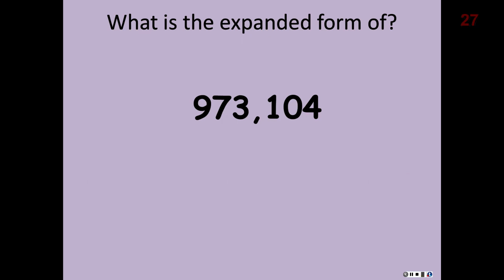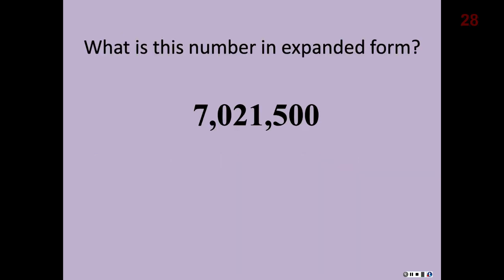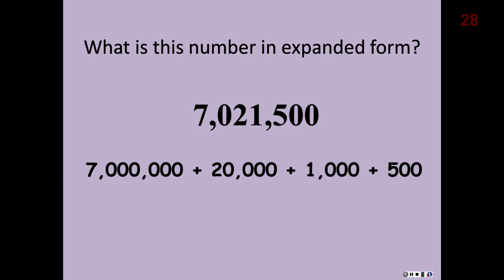What about this one? 900,000 plus 70,000 plus 3,000 plus 100 plus 4. I'm getting lots of participation in this one, okay? You guys just don't like to read your numbers. All right, expanded form. What am I going to start with here? 7 million plus 20,000 plus 1,000 plus 500. Okay? Easy as pie.